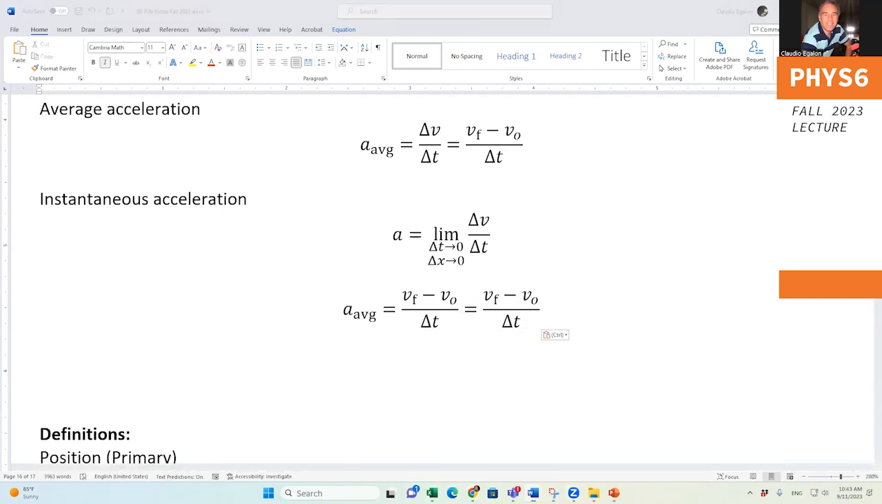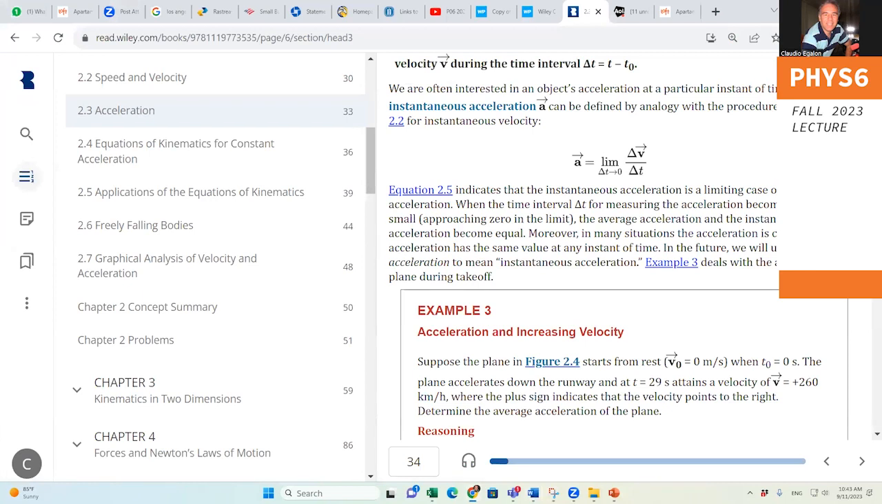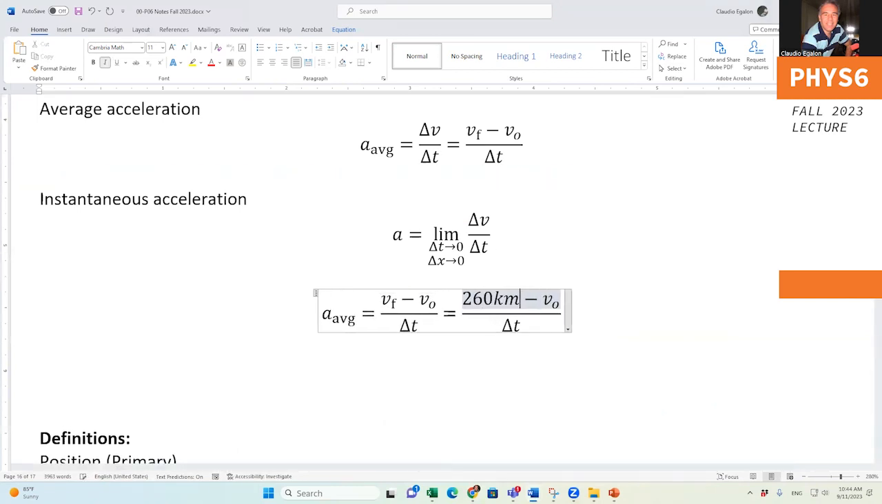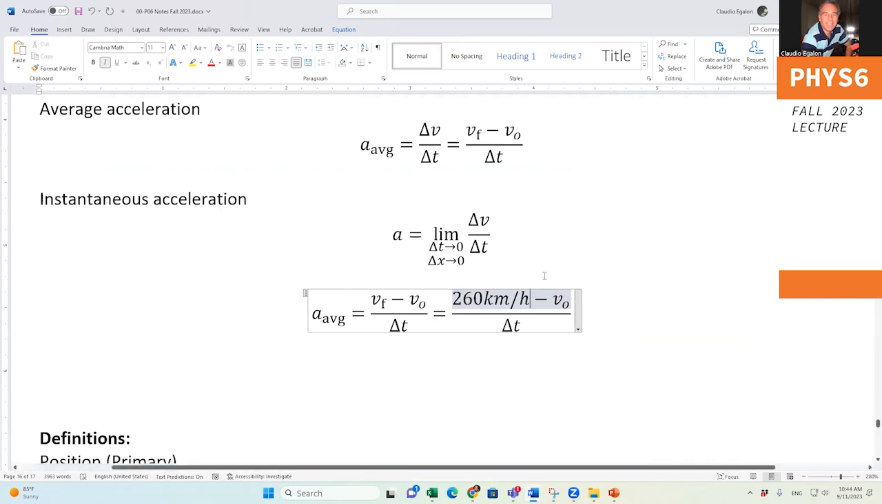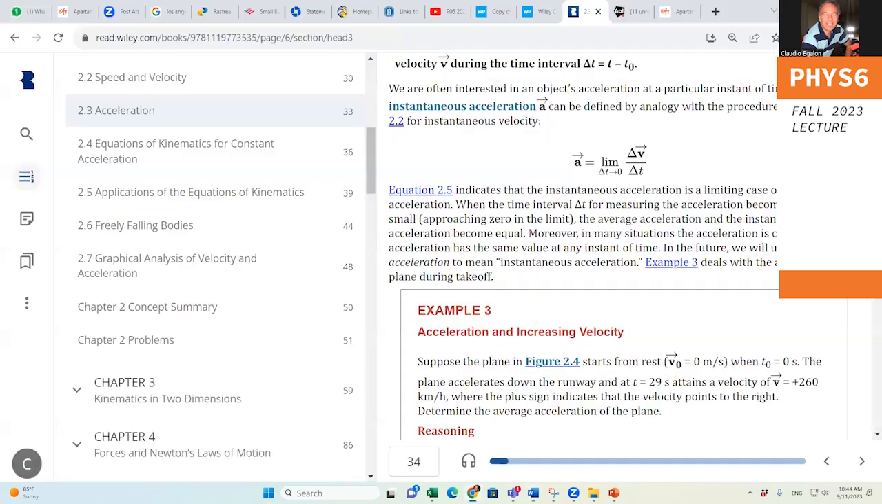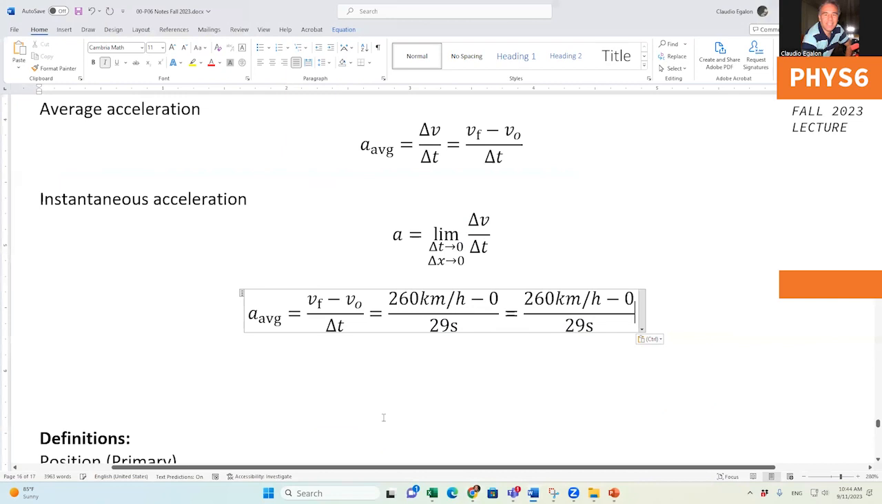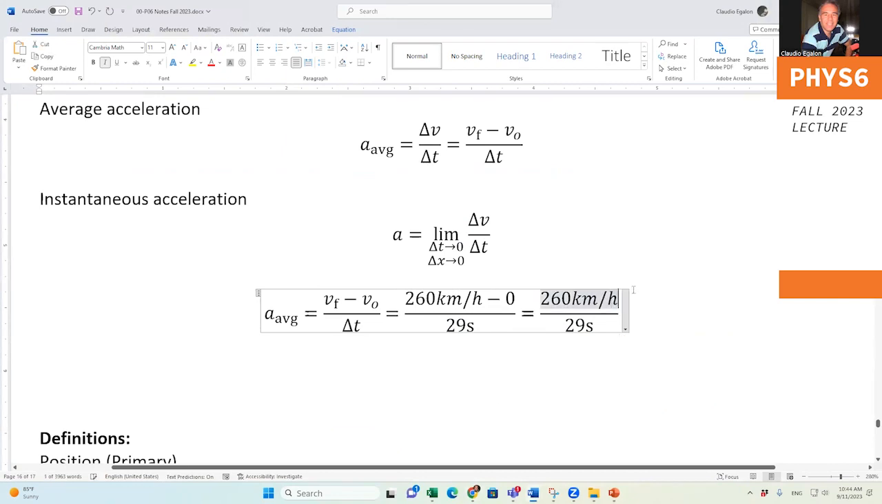Let's take a look. 260 kilometers per hour. And look, I'm going to put all the units in there. The initial velocity is 0. And the delta t is what? 29 seconds. 260, right?